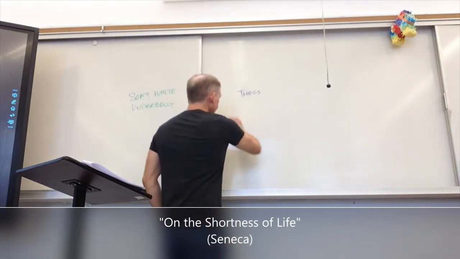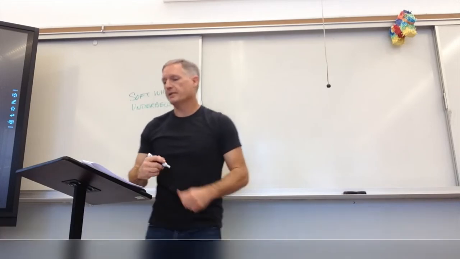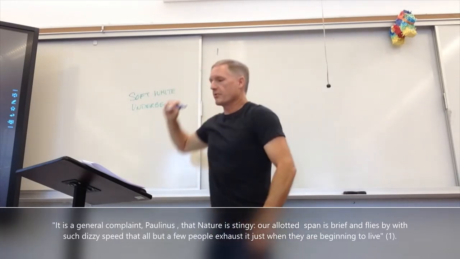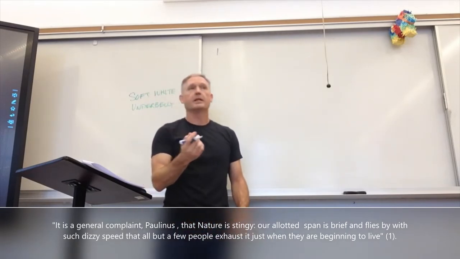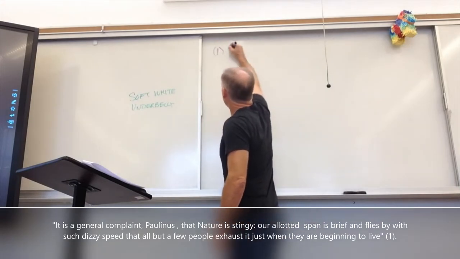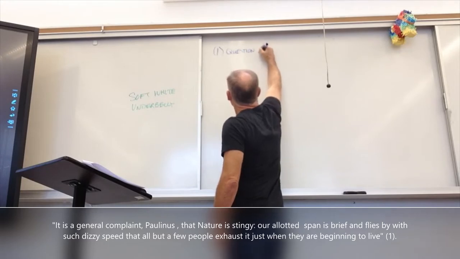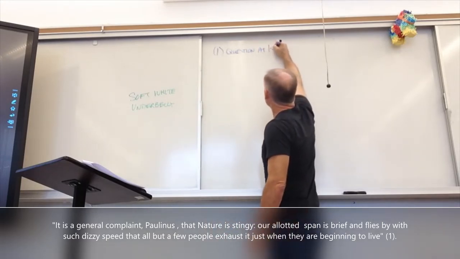So I want to go over Seneca's structure here. He begins with this first paragraph, and he tells us it's a general complaint. He tells us who he's writing it to, Paulus, and he says that it's a general complaint that nature is stingy. So he opens up with the question at issue, which is essentially whether or not life is too short.